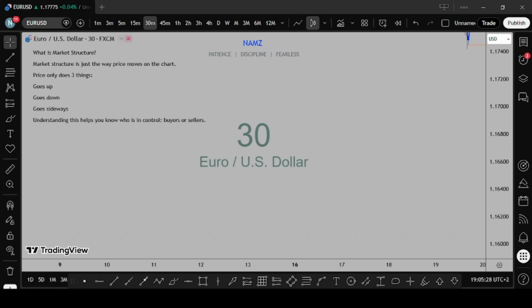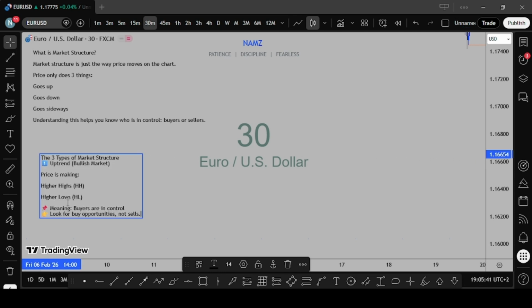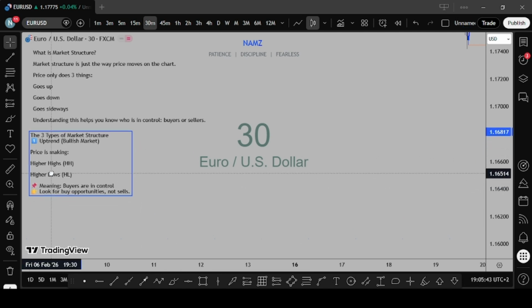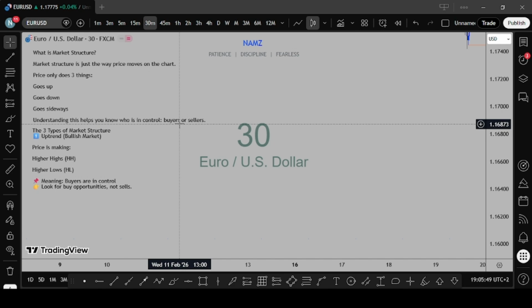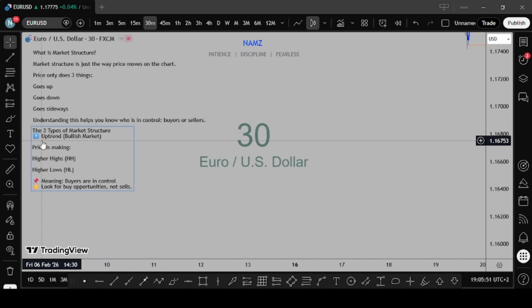For example, if the market is going up, there are some things which you will see, of which I will be able to show you. So I'm simply saying we have types of markets. Okay, so number one, and then I give an example. Types of markets. Number one, we have uptrend, known as bullish market.